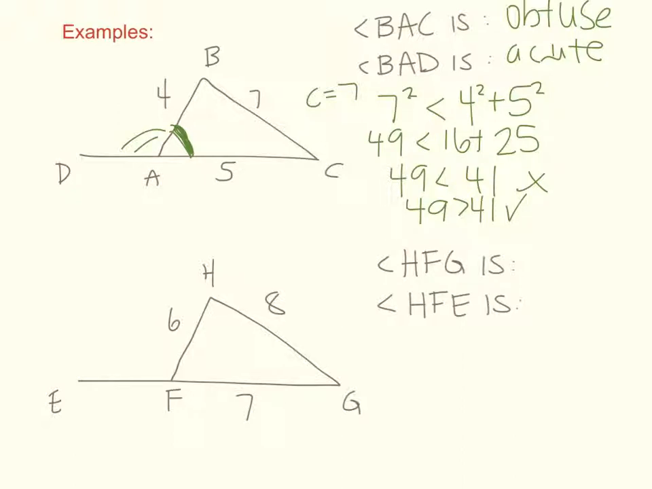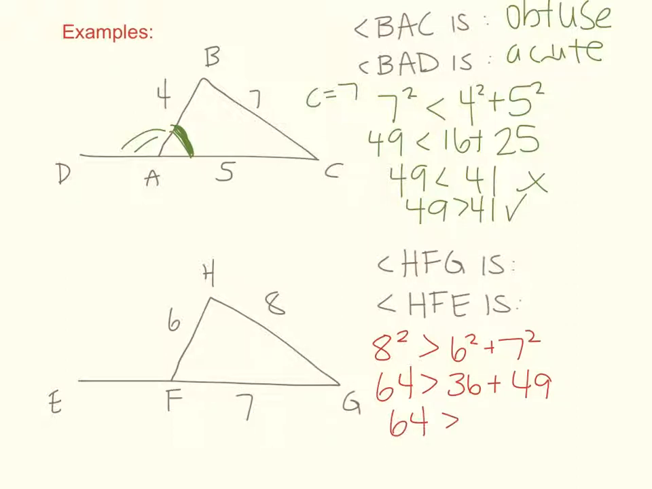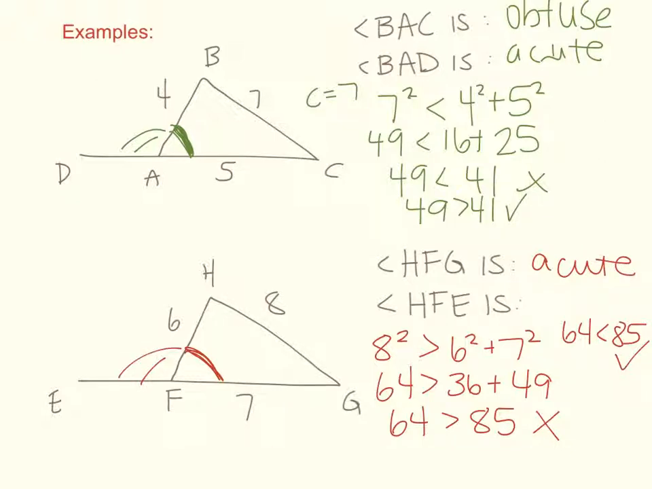Okay, let's look at this other one. Is 8 squared, we'll say greater than, 6 squared plus 7 squared? Well, 64, is that greater than 36 plus 49? Well, 64, is that greater than 85? Nope. 64 is actually less than 85. So that tells me that this guy, HFG, is actually acute, with this guy out here being obtuse.